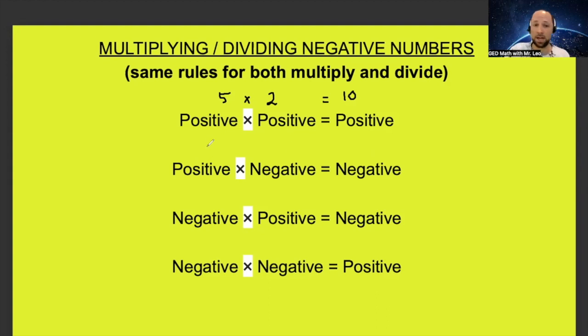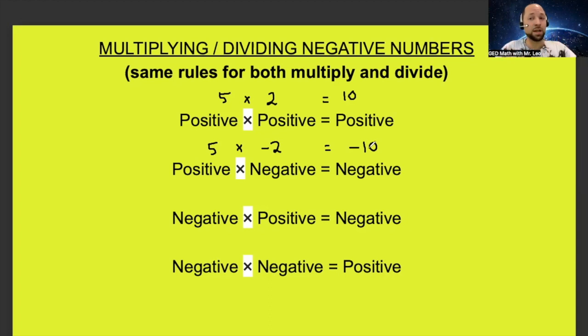Next, we have positive times negative. Here we could have 5 times negative 2. That is going to make a negative number. That will be negative 10. The way I like to do these is I just multiply the numbers as normal. 5 times 2 is 10. And then I consider the sign. We have one negative sign here on the 2. That one sign is going to move on to the answer. That's how I think about this.